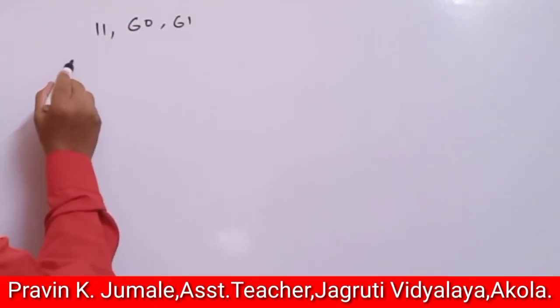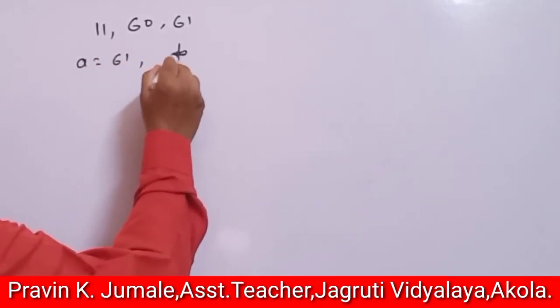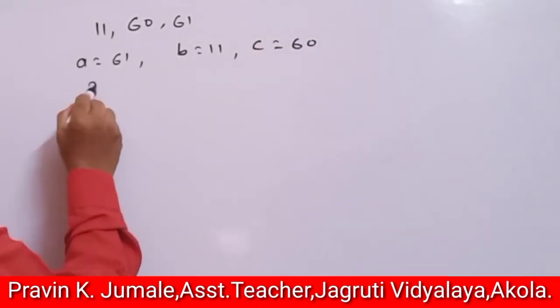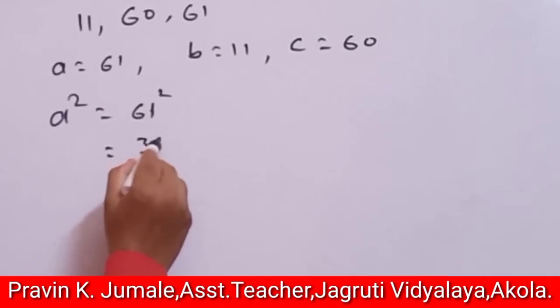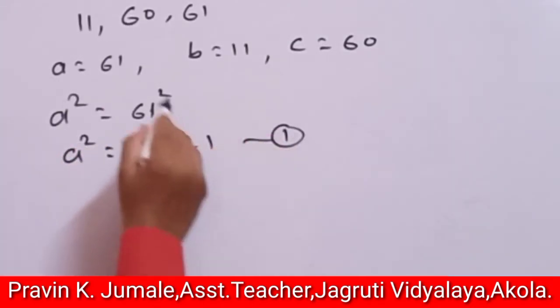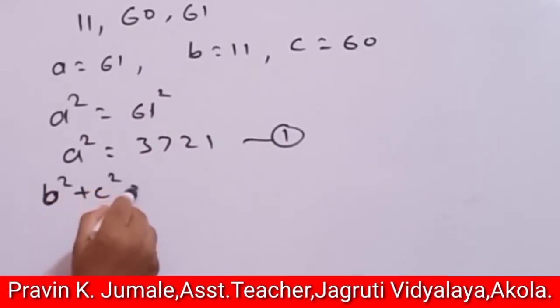Largest number A is equal to 61. Remaining numbers B is equal to 11 and C is equal to 60. Therefore, A square is equal to 61 square. 61 square, 3721, is the value of A square. Equation number 1. Square of remaining two sides: B square plus C square.